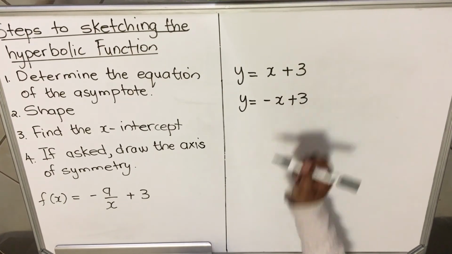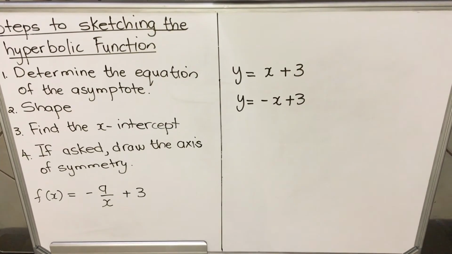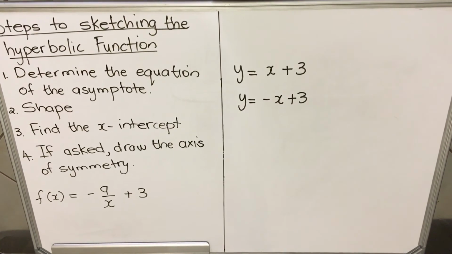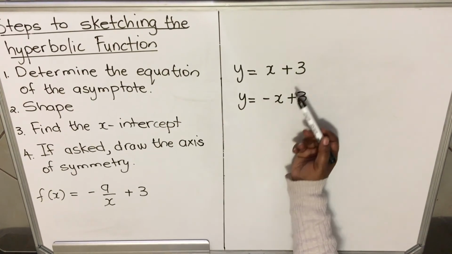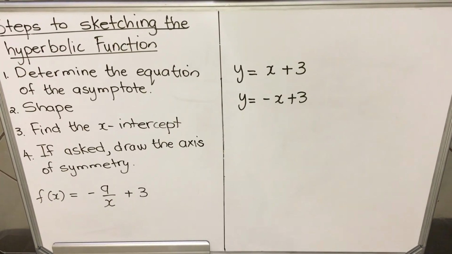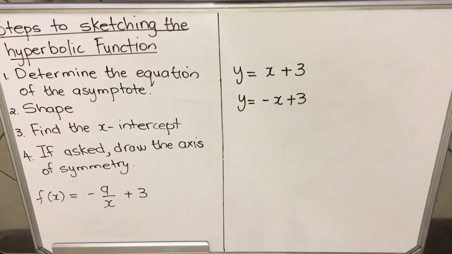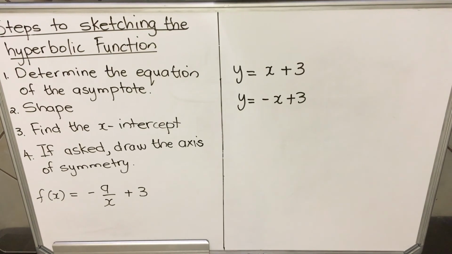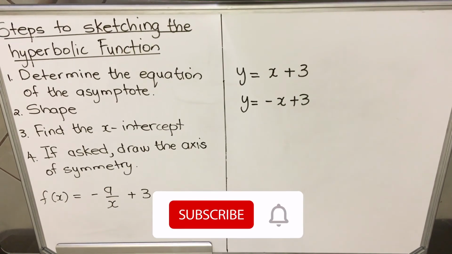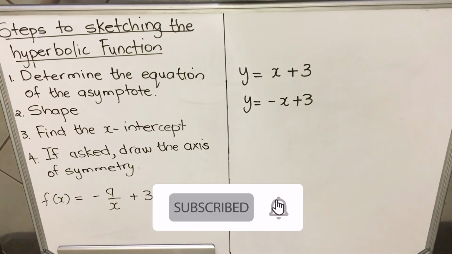These are your two axes of symmetry. You need to read the question and see which one they are asking you. This one is the positive gradient and that one is the negative gradient. Most of the time they will ask you to write one, not necessarily to draw them. If they ask you to draw, you use the intercept method of drawing a straight line and draw it on the graph.